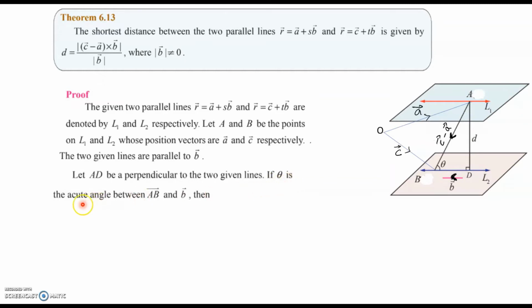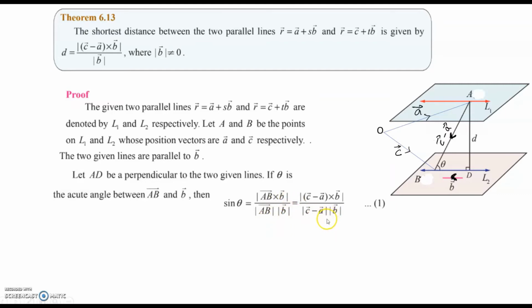So if theta is the acute angle between vector AB and vector b, where vector AB is here and vector b is here, then it will also be the angle between BD, the line L2, and AB, because b is parallel to L2. So using our cross product magnitude formula, we can define sine theta as the magnitude of AB vector cross product with b vector, divided by the magnitude of AB vector times the magnitude of b vector.